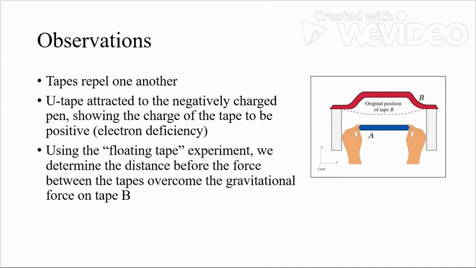So, initial observations: we observed that the tapes repel one another, and that the U-tape is attracted to the negatively charged pen, which shows that the charge of the tape is positive, meaning there's an electron deficiency. And then using the floating tape experiment, we can determine the distance where the electric force between the tapes counteracts the gravitational force.